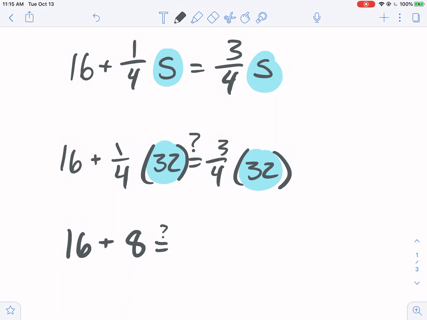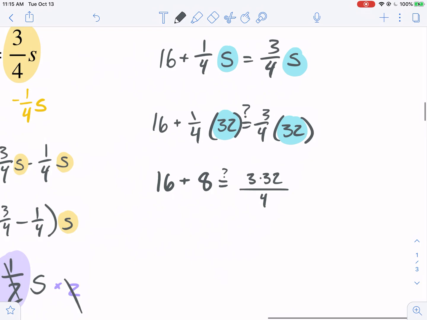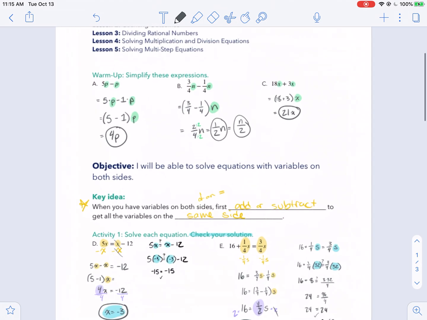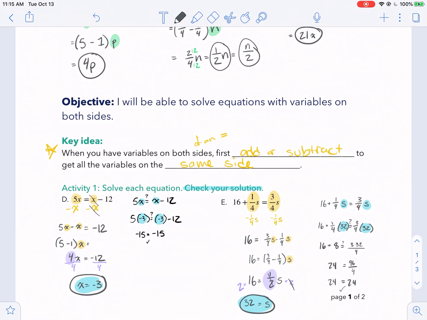Wow. So let's do 3 times 32 divided by 4. 3 times 32 is 96. And 96 divided by 4 is 24. So yay, we did it right. Awesome. Cool. So yeah, that's the first half of our notes. Make sure that you're adding and subtracting to get all the variables on the same side first.